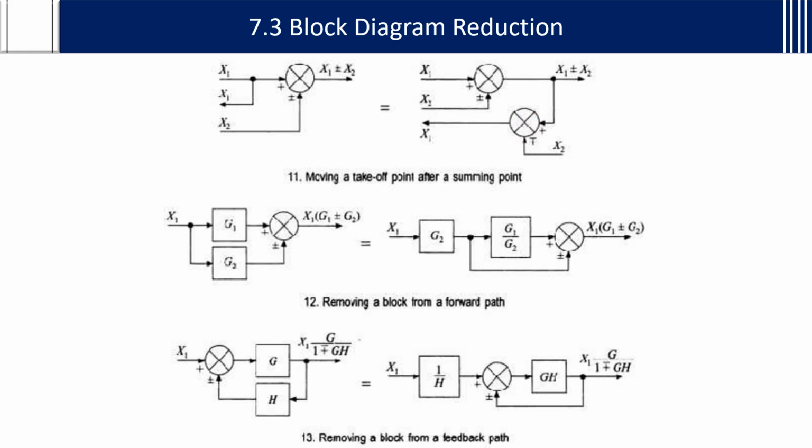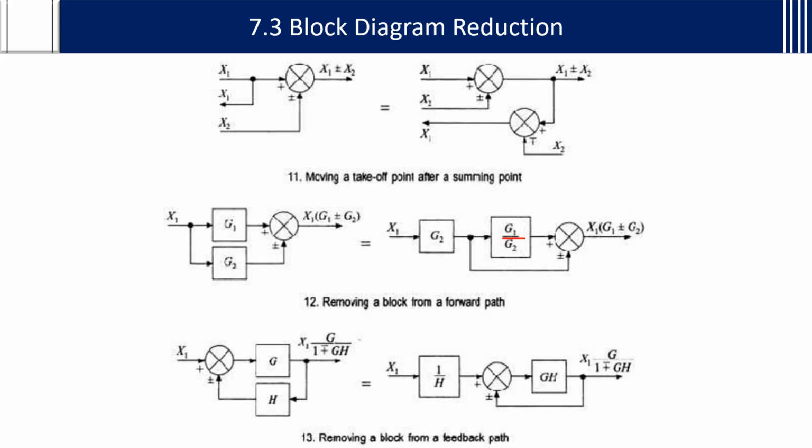Okay, removing a block from a forward path. If you are removing a block from this forward path, for example if you are removing this G2, then what you should do is add this G2 and divide by G2, so G1 by G2. If you are removing a block from this feedback path, then 1 by H needs to be added and you multiply that H to this forward path block, the forward transfer function block.